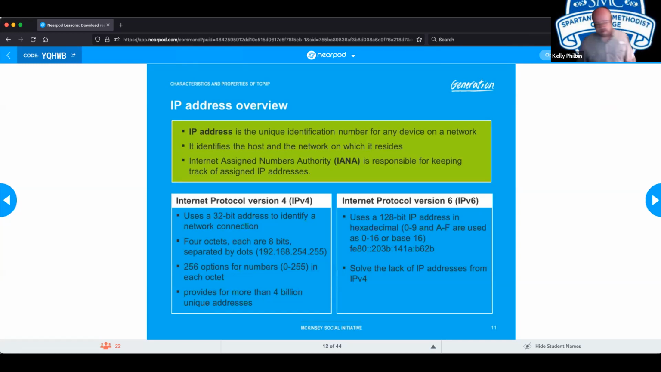Each one of these octets could range anywhere from 0 to 255 in each one of these groups. So if you see anything over 255, it's not a valid address. If you see more than 4 octets, it's not a valid address for IP version 4. It's technically a total of 256 options, but always remember, 0 is a number. So it goes from 0 to 255. And as we talked about earlier, it provides a little bit more than 4 billion addresses.